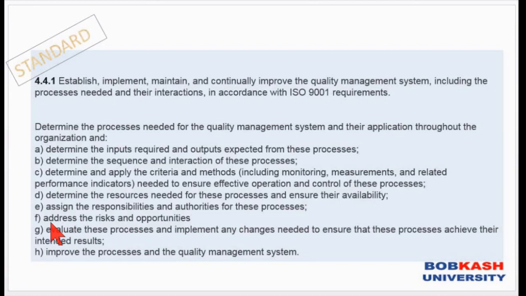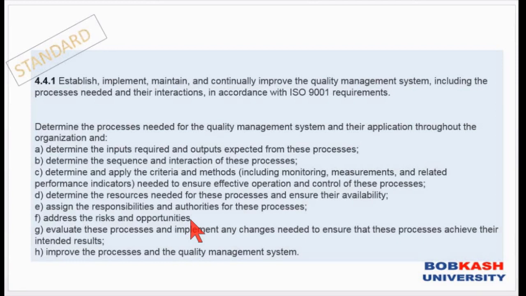Then I must address, that means determine and assess, the risks of failure of these processes and the opportunities for improvement in the processes. This will also be a part of process design or process creation or process determination.